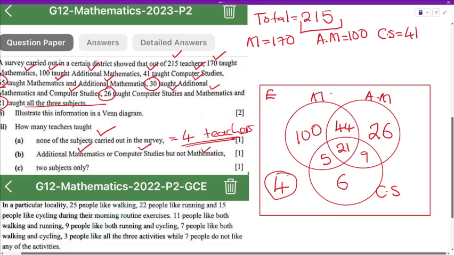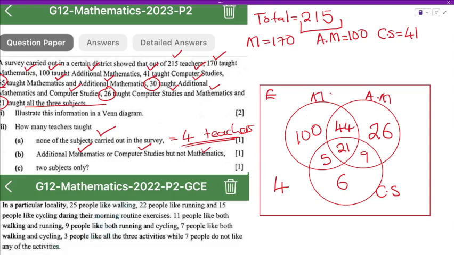All right, so you're just going to go to that region for those guys that took additional mathematics and those that taught. We're dealing with teachers. Those that taught additional mathematics and computer studies. Where are those teachers? Additional mathematics is this one, computer studies is this one. So those that taught these subjects only are only 9. So I'm just going to say 9 teachers as your answer.